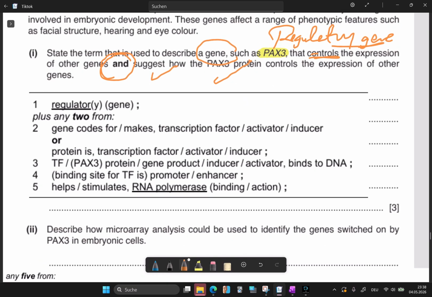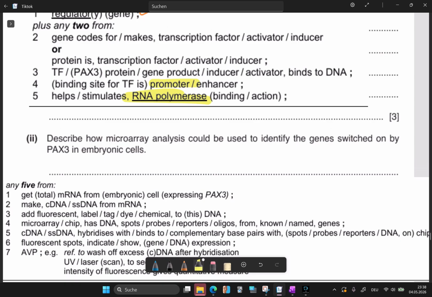So it is a regulatory gene, and it codes for a transcription factor. This transcription factor can either be an activator or a repressor. In this case, it's an activator, which binds to the DNA at the promoter region. Okay, so it allows the RNA polymerase to bind and stimulate transcription.